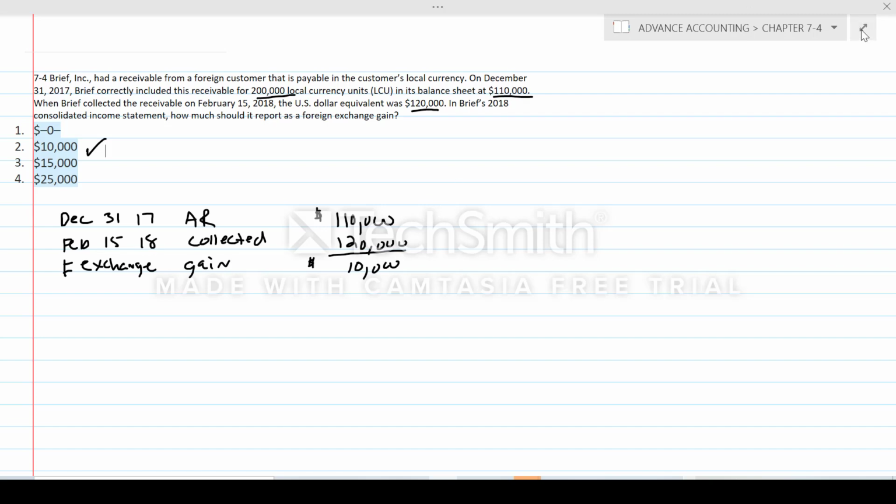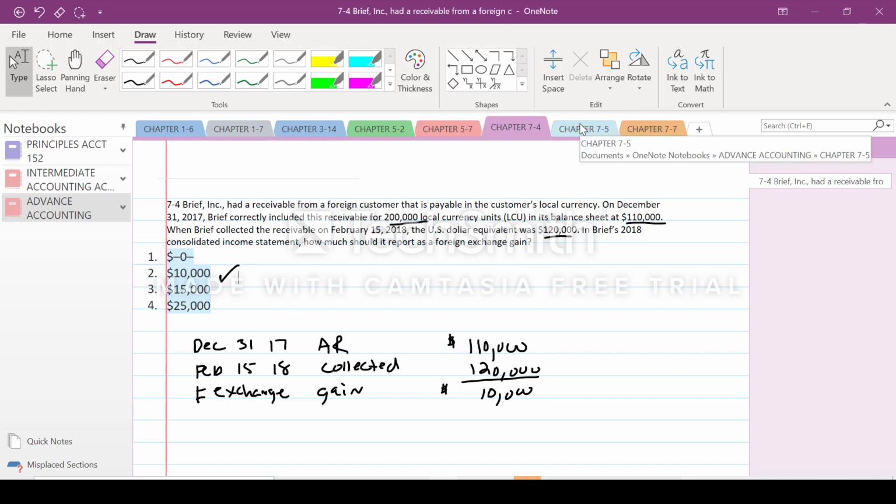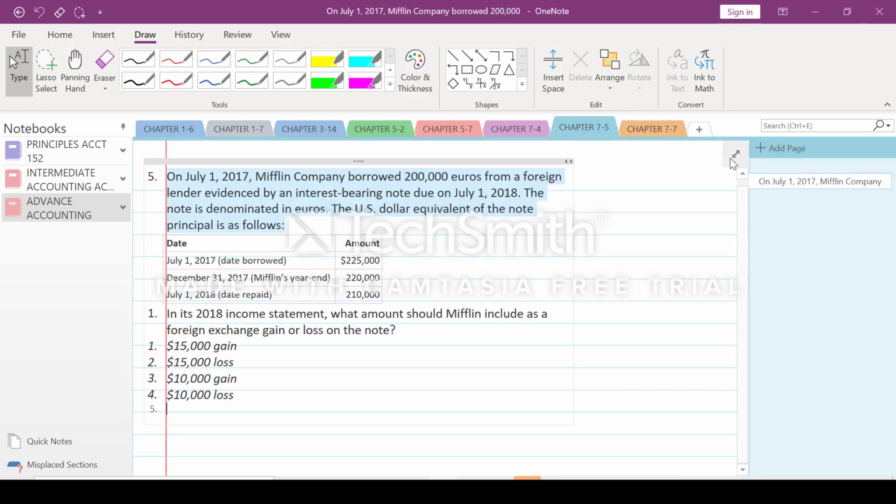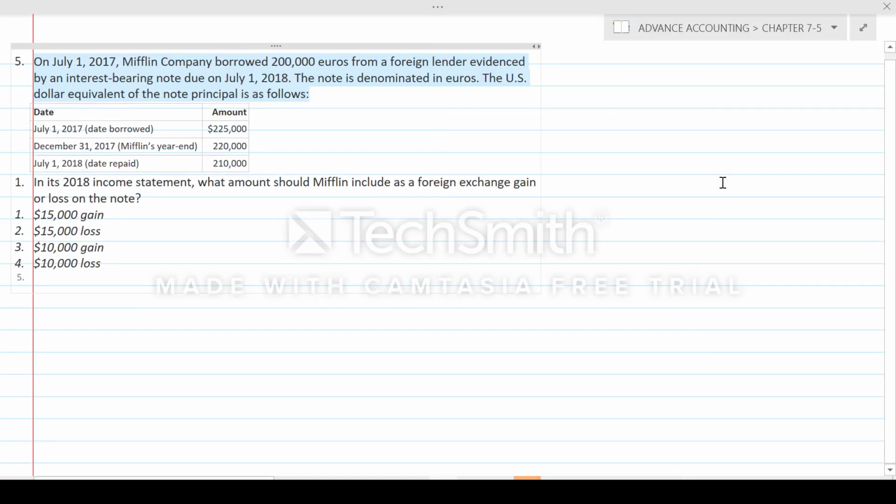So we're going to move to problem 7-5, dealing with the same concept of foreign exchange gain or loss in the income statement. It says on July 1st, 2017, Mifflin Company borrowed 200,000 euros from a foreign lender, evidenced by an interest-bearing note due on July 1st, 2018. The note is denominated in euros. The US dollar equivalent of the note principal is as follows.